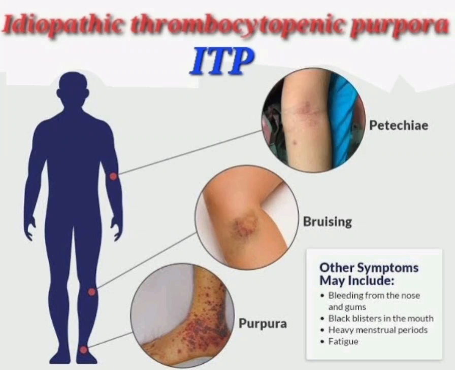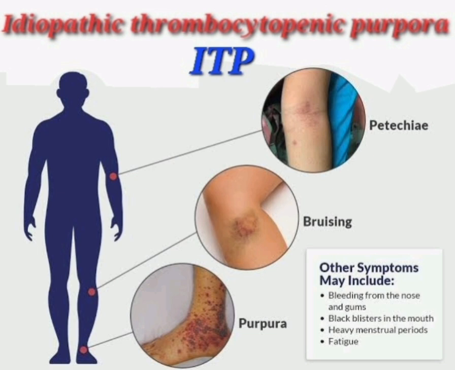It also comes on history, that is idiopathic thrombocytopenic purpura (ITP). In ITP, we can find the child showing patchy bruising and purpura. Look at the pictures of three. These pictures show the body and whole body. Other symptoms include bleeding from the nose and gums, black blisters in the mouth, heavy menstrual period, and fatigue. So this is ITP, features petechiae, purpura and bruising.